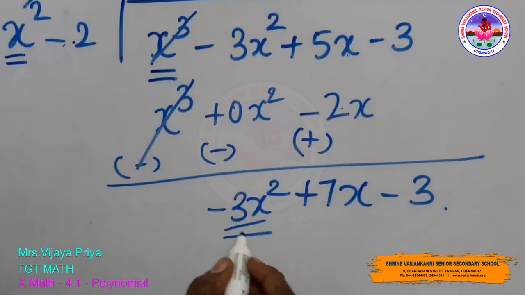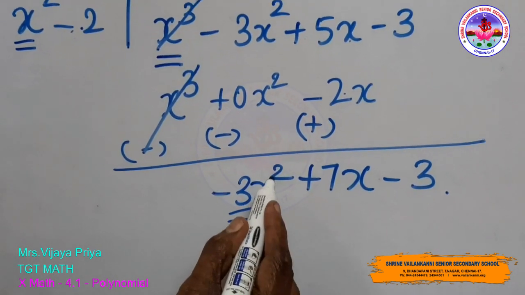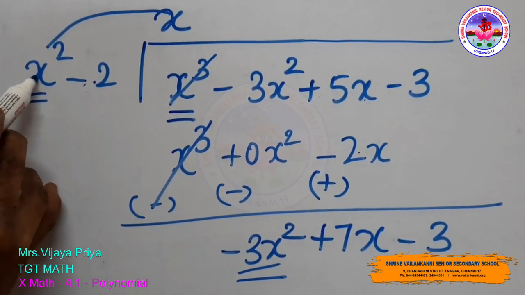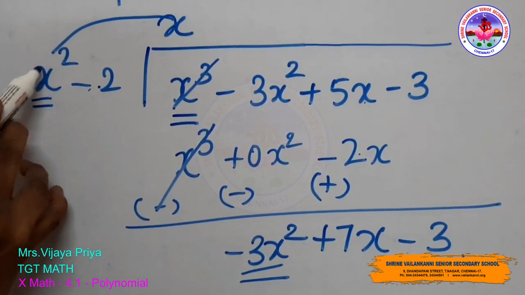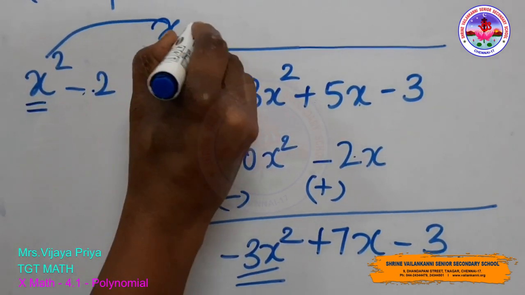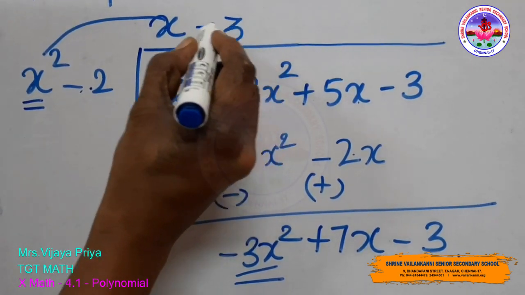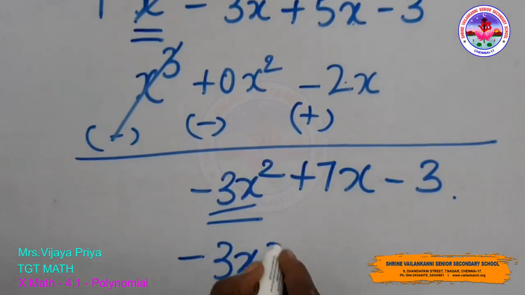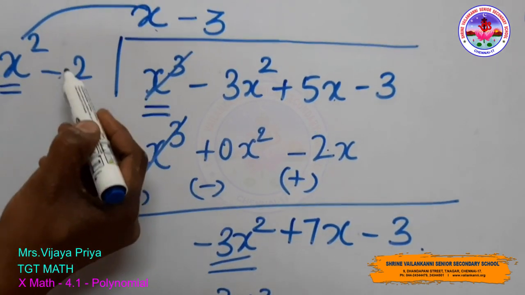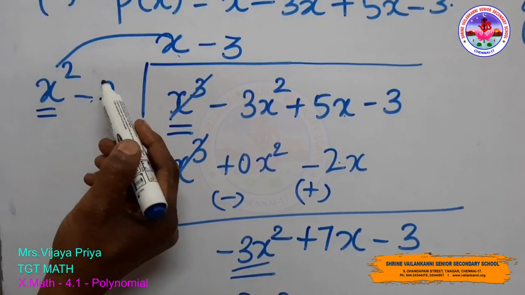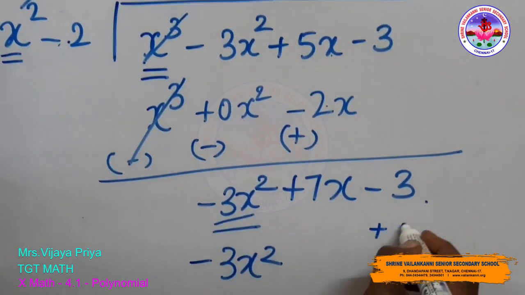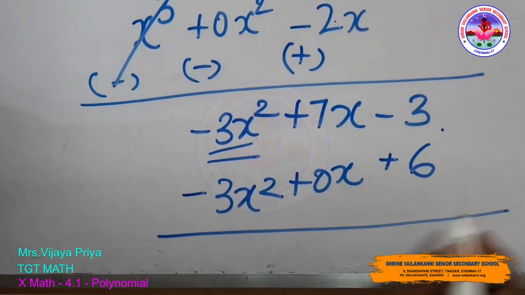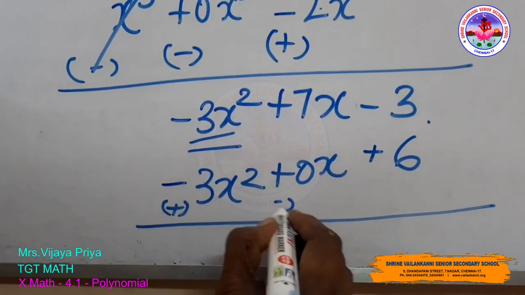Again looking to the first term here, I will get minus 3x squared, and coming to the first term of g of x, I need to multiply minus 3 with my x squared to get minus 3x squared. So I am writing it as minus 3. Minus 3 into x squared becomes minus 3x squared, and minus 3 into minus 2, I will get plus 6. So I am writing this plus 6 here, where my x value is missing, I am writing it as 0x.